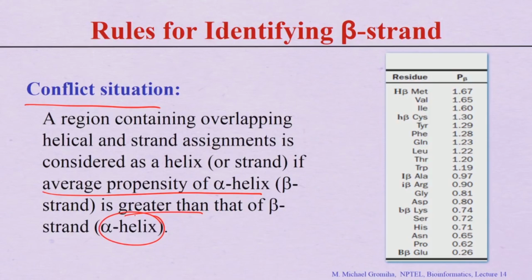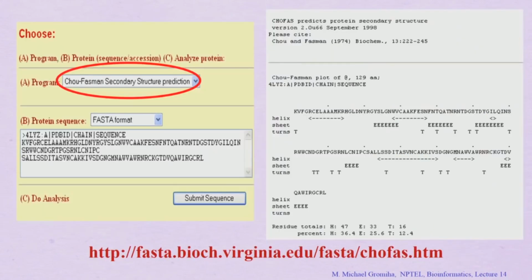If beta strand is greater, then it is beta strand. So, in the conflicting situation, you can get the values, compare the numbers, and then assign the secondary structure. Here is one web server. There are several servers available to predict the secondary structure based on Chou-Fasman parameters. Here we give the sequence in FASTA format. It uses the same 1974 Chou-Fasman method.